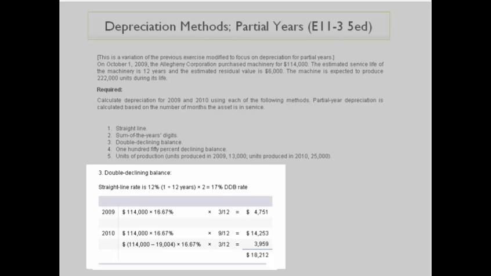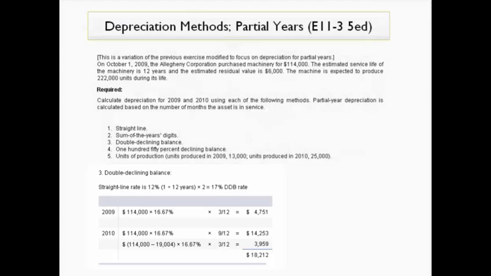Subtract that from the original cost, and then that becomes the base we use as we move into the second year's depreciation using double declining balance. So the $114,000 less the $19,004 gives us some amount that we multiply times 16.67%, and in this case we then only get to record that next amount for 3/12 of the year for the year 2010. That comes up to $3,959. We add that to the $14,253, and we calculate depreciation for 2010 at $18,212.